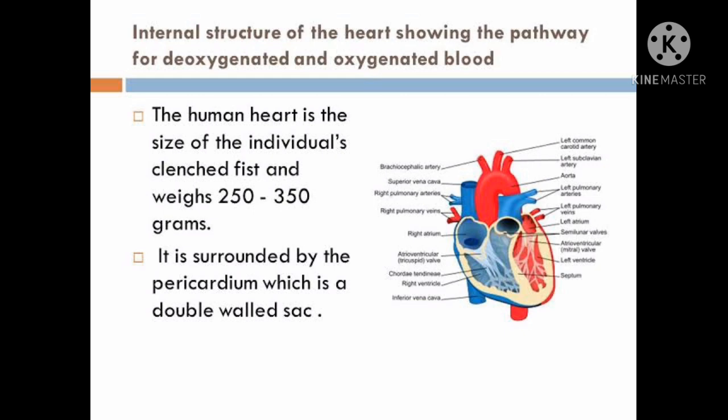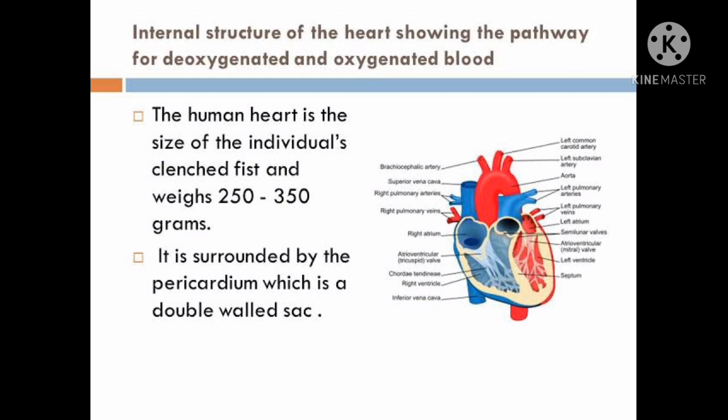And the human heart is surrounded by a layer called pericardium. Why the name is given pericardium? Peri, around, cardium, heart. So the layer which is present around the heart is known as what? Pericardium, which is a double walled sac like structure, which protects the heart. Okay, the shape of the heart is conical shape.